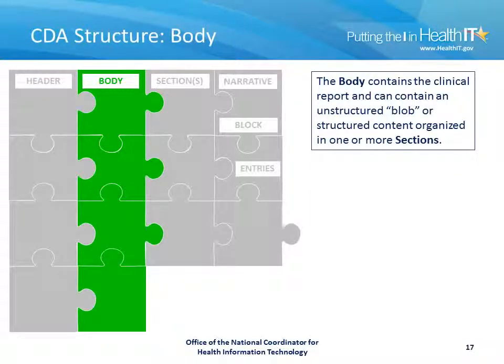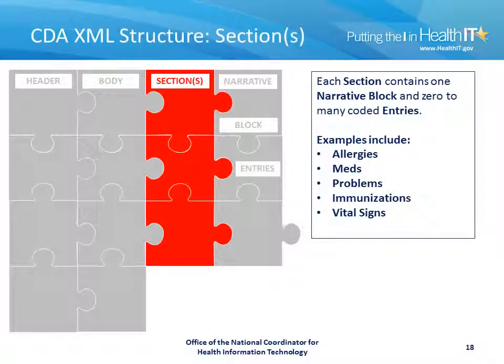The body of a document contains the clinical data, and it can contain an unstructured blob in the form of a scanned image, a text file, or any other file, or structured content organized into one or more sections. Each section contains at least a narrative block, and also can contain 0 or many coded entries. Examples of sections would be allergies, medications, problems, immunizations, and vital signs.